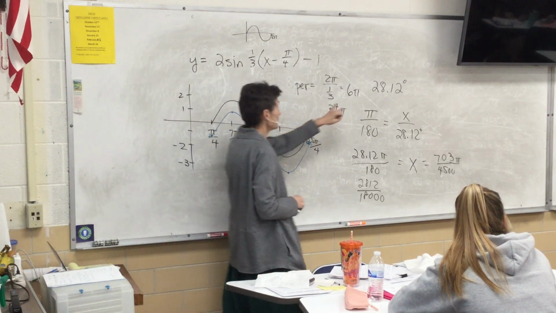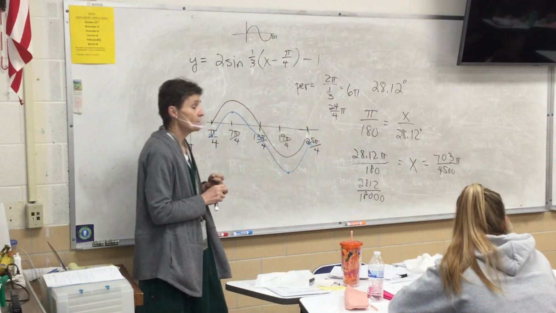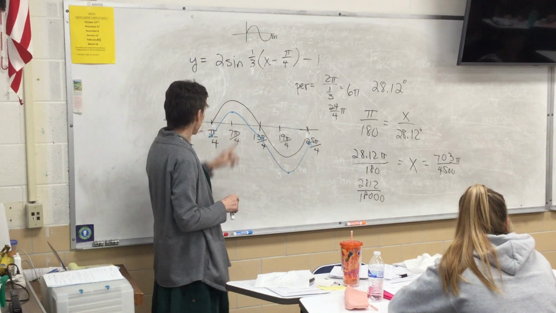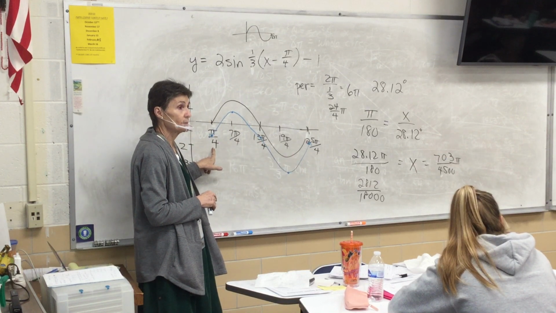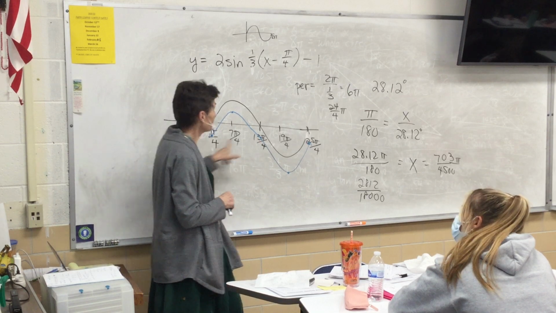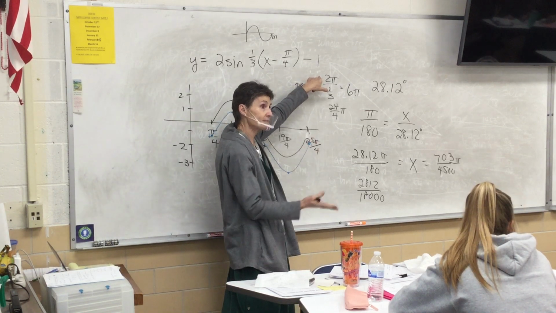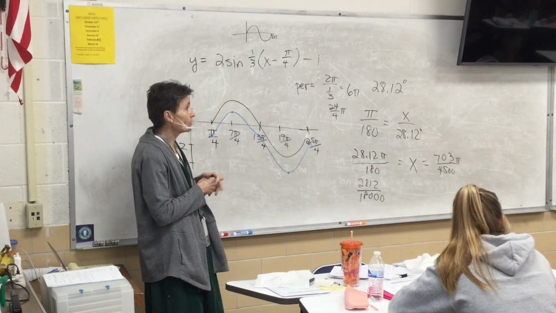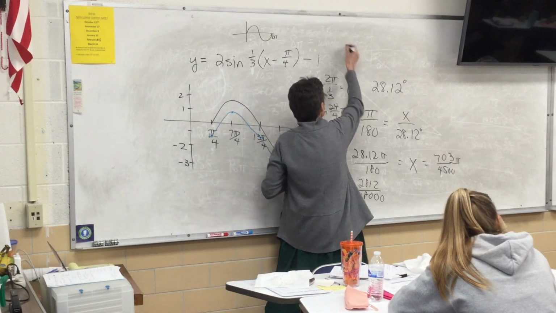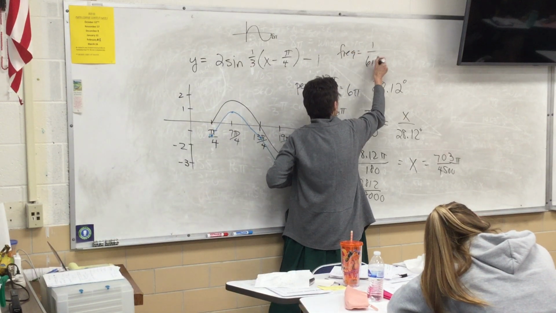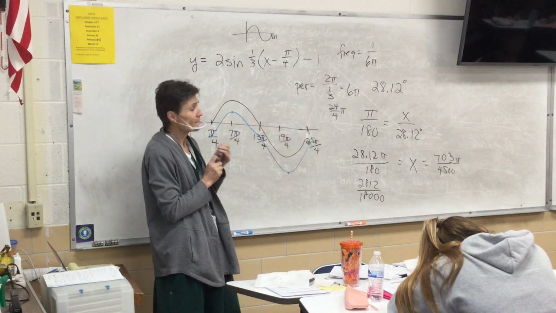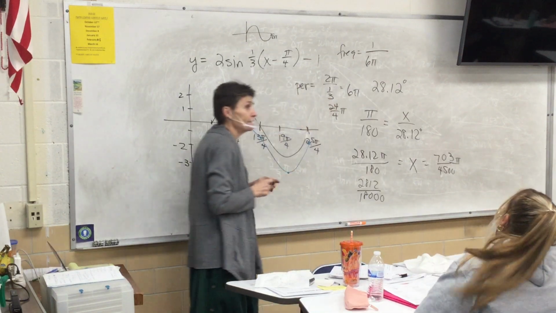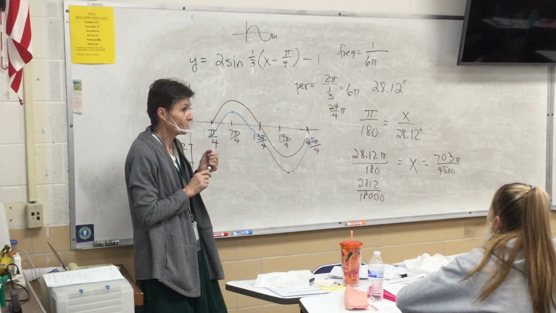The period, we already figured out, was 6 pi. The phase shift is the horizontal shift, and that was positive pi over 4. The vertical shift was -1. That's the last thing we did. We dropped it down 1. And the frequency is the reciprocal of the period, so the frequency would be 1 over 6 pi. And please make sure when you write that it's 1 over 6 pi. It's not 1/6 pi, it's 1 over 6 pi.